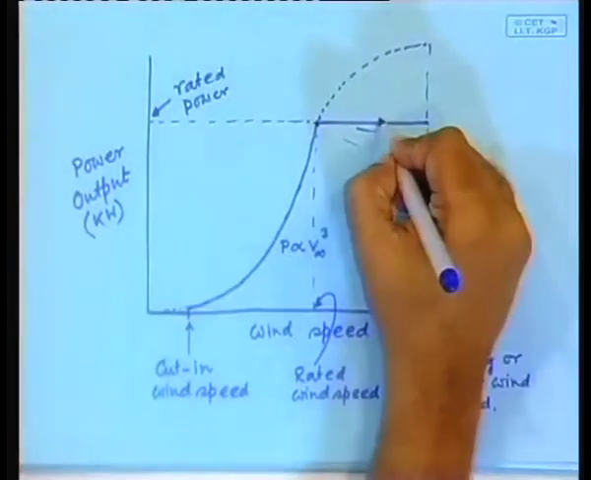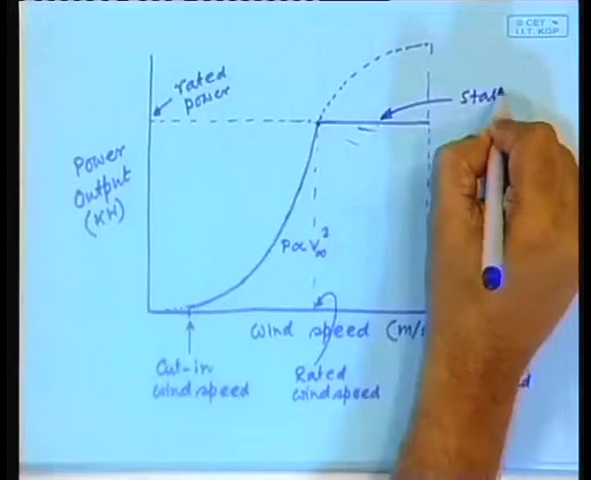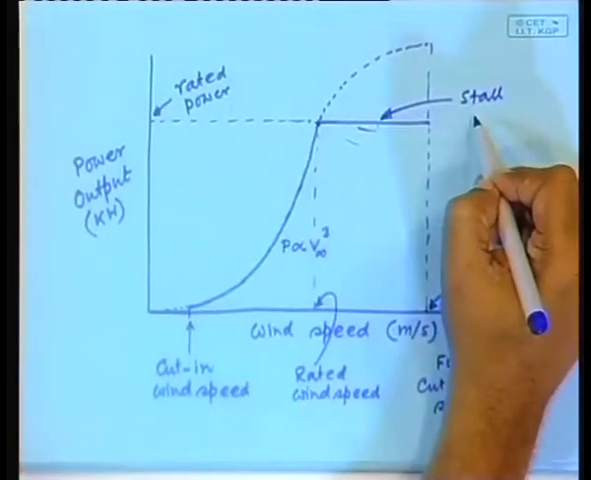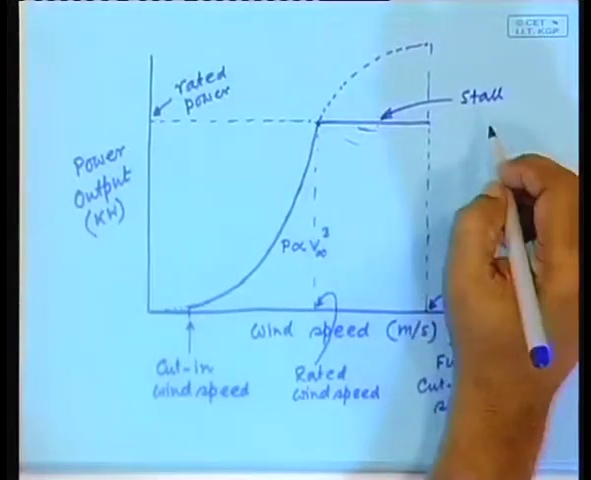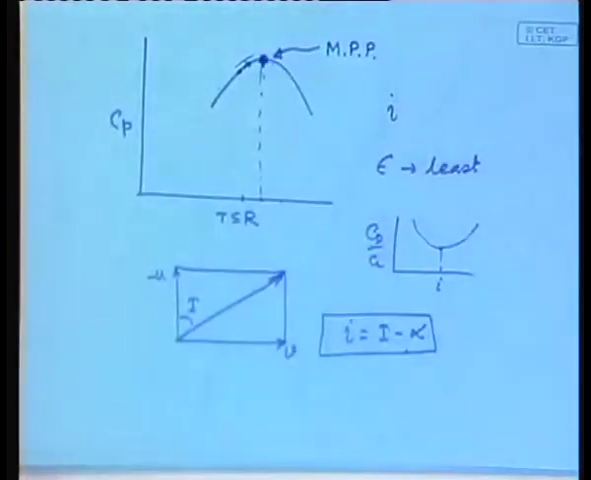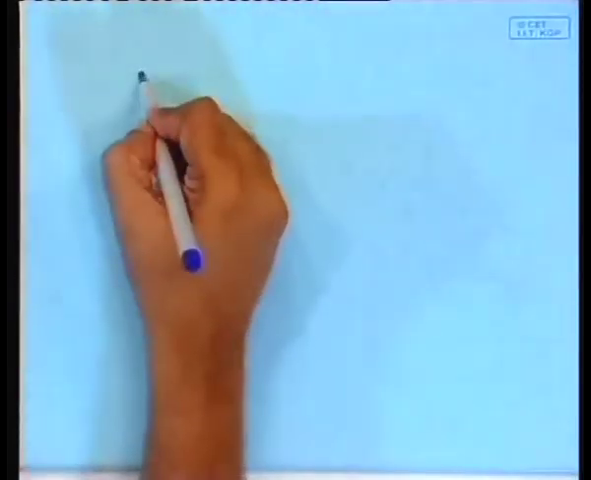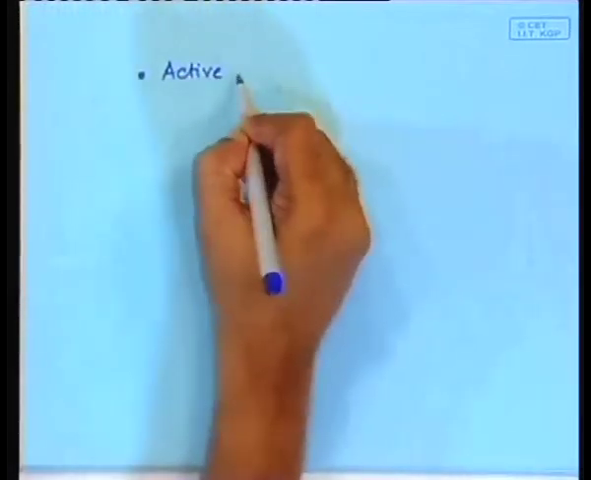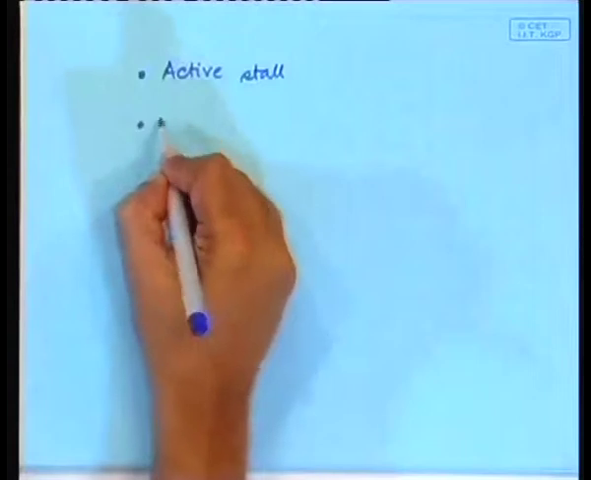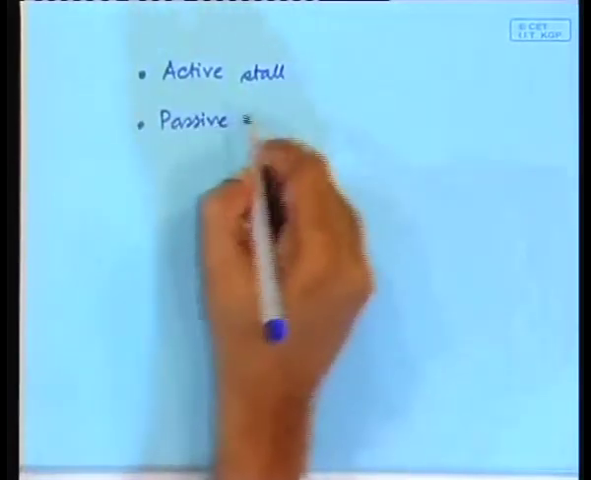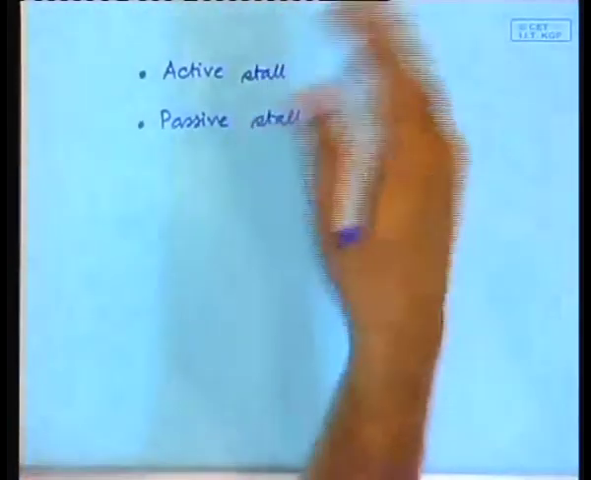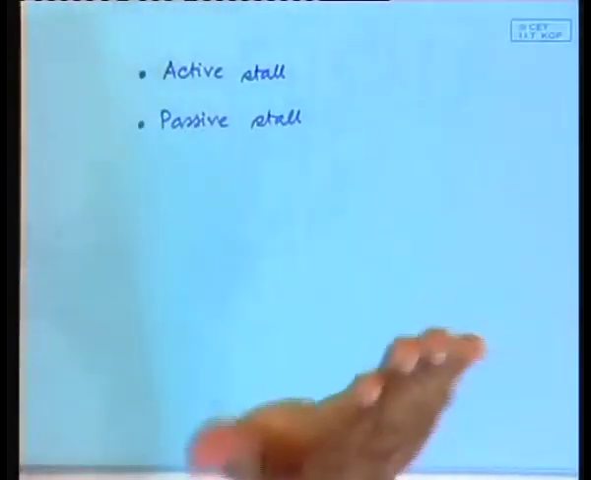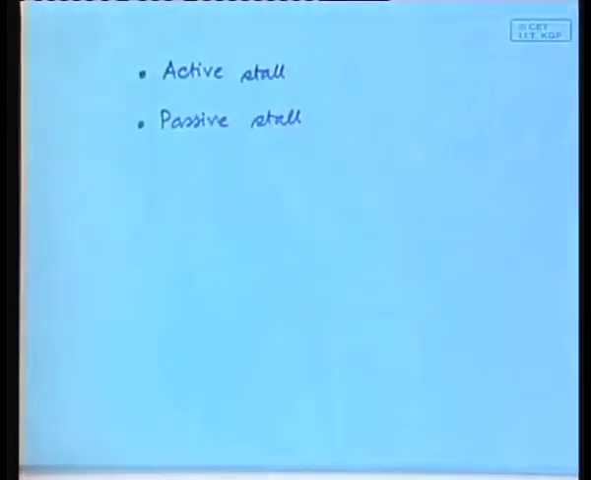This part is called the stall part, where you are not aiming at utilizing the complete power that is available in the wind. And there are two ways of stalling it. One is called the active stall, and the other is called the passive stall. Active stall is what I just described. That means you change the pitch angle in such a way that the stall happens. It does not extract as much power output.